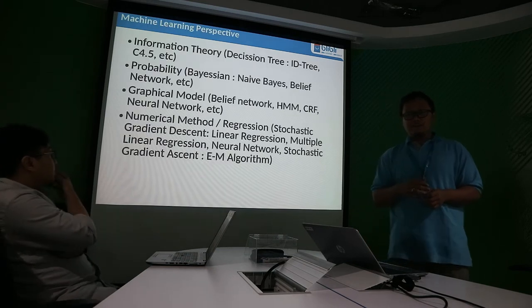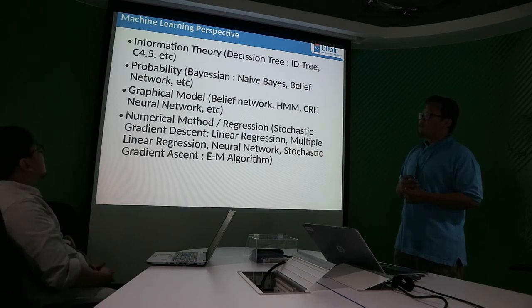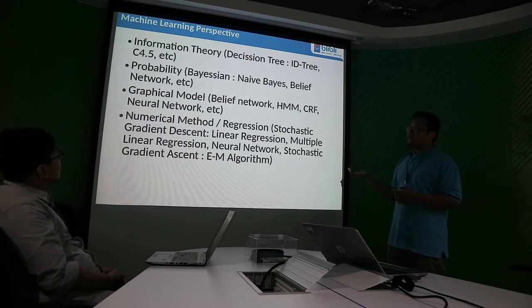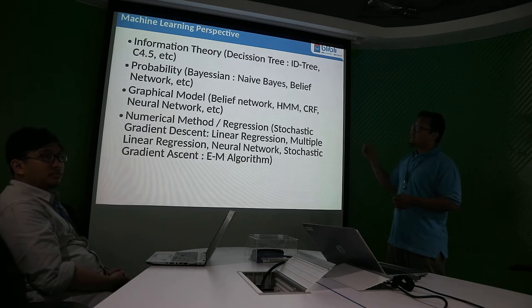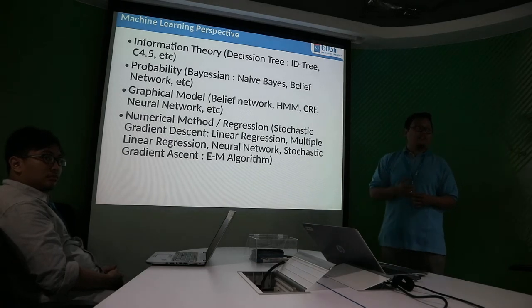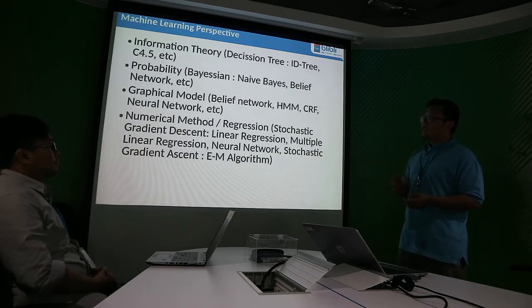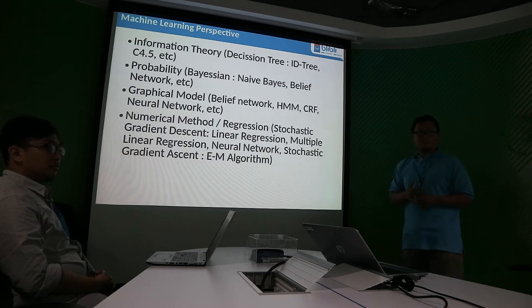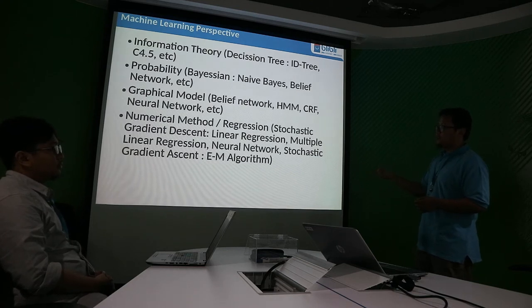Okay, next. This is our perspective of machine learning. If we try to learn about machine learning, we can start from several areas. Information theory, like decision tree, ID3 and C4.5, are methods that use information theory. Probability is like Bayes, belief network, and etc. Graphical model, belief network, HMM, hidden Markov model, that we use in recommendation systems. Neural network and etc. Numerical methods, like regression, parametric gradient descent.